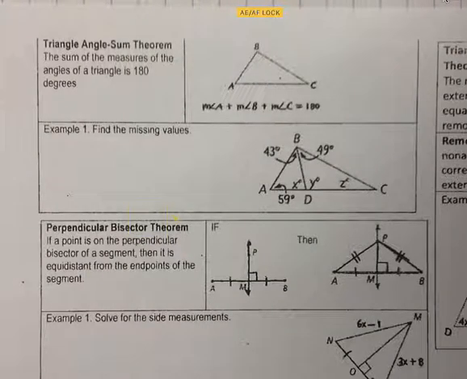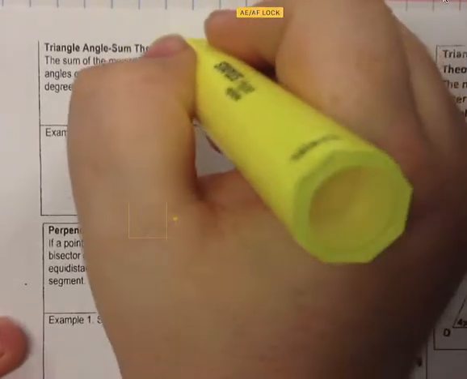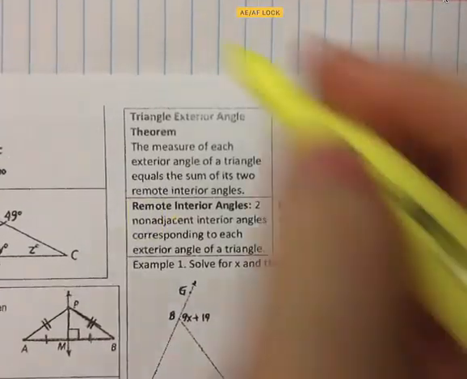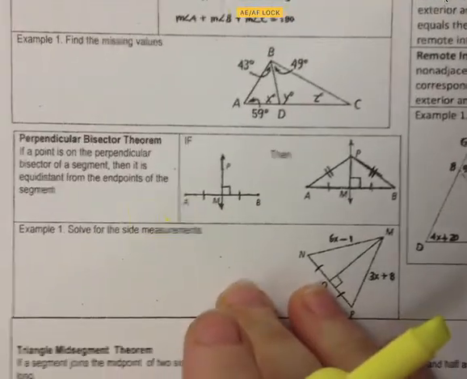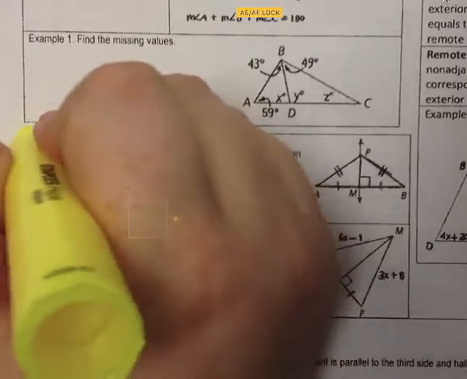This video is on triangle theorems. We're going to be talking about the triangle angle sum theorem. We're going to talk about the triangle exterior angle theorem. And we'll be talking about the perpendicular bisector theorem in this video.